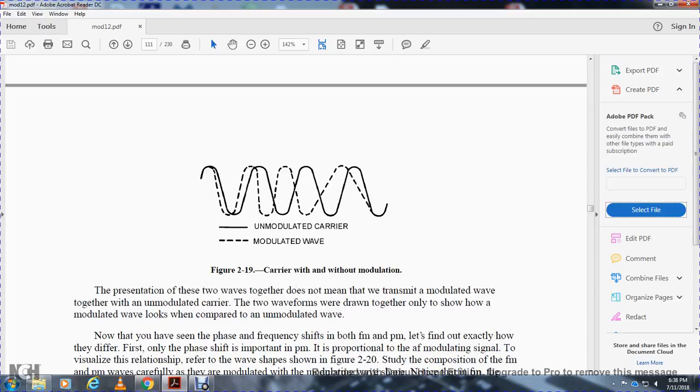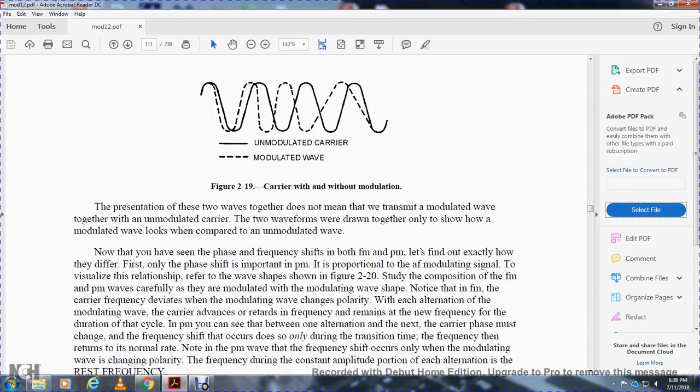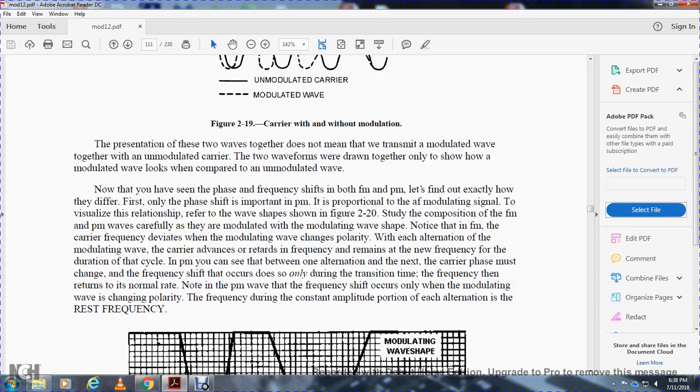Figure 219: carrier with or without modulation. The presentation of the two waves together does not mean the transmitter is sending the modulated wave together with the unmodulated carrier. The two waveforms were drawn together only to show how the modulated wave looks compared with the unmodulated wave. Now you have seen the phase shift and the frequency shift of both the FM and the phase modulator. Let's find out exactly how they differ.